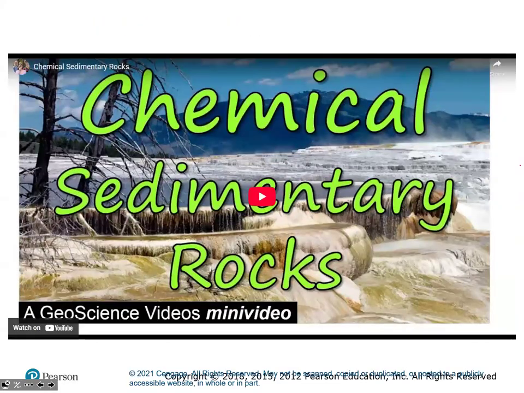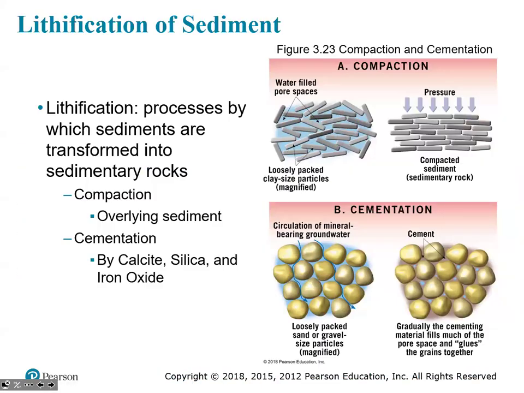The process by which these rocks form is known as lithification. The process by which sediments are transformed into sedimentary rocks is called lithification. And there's two main steps. There's compaction, where loosely packed particles get compacted, and the empty spaces are pushed out by the pressure from the overlying sediment, which squishes them together and squeezes out all the empty space.